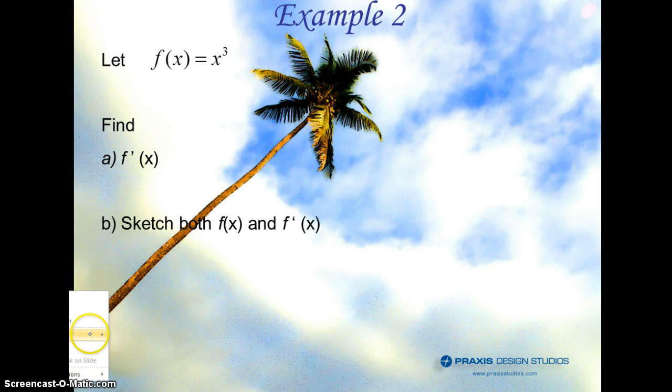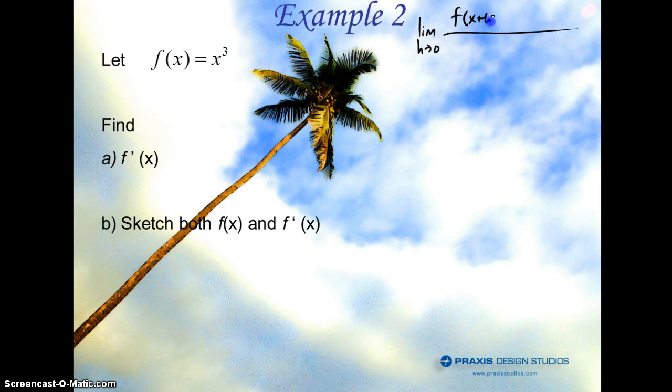Alright, so this is going to be the same game. Slightly different setup, but same game. I start off with my limit as h approaches 0 of f of x plus h minus f of x all over h. My new f of x is x cubed. So I would do my limit as h approaches 0 of x plus h cubed minus x cubed all over h. And again, as is going to happen in every single problem, if I try and plug 0 in for h, it doesn't work, so now I have to be creative with algebra.